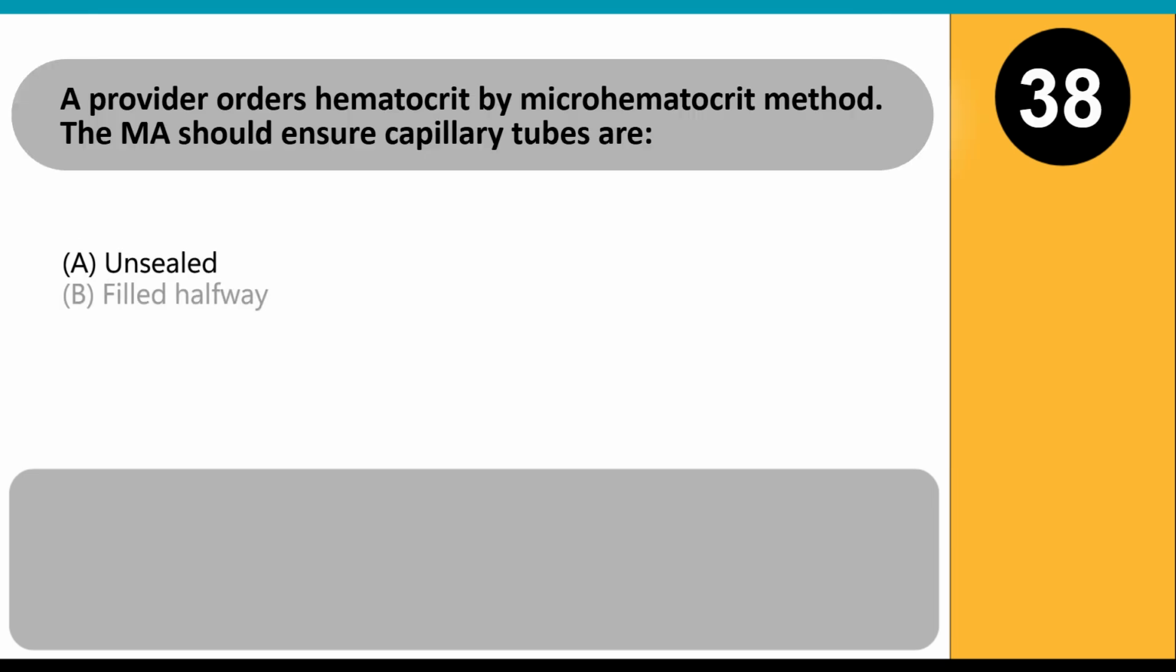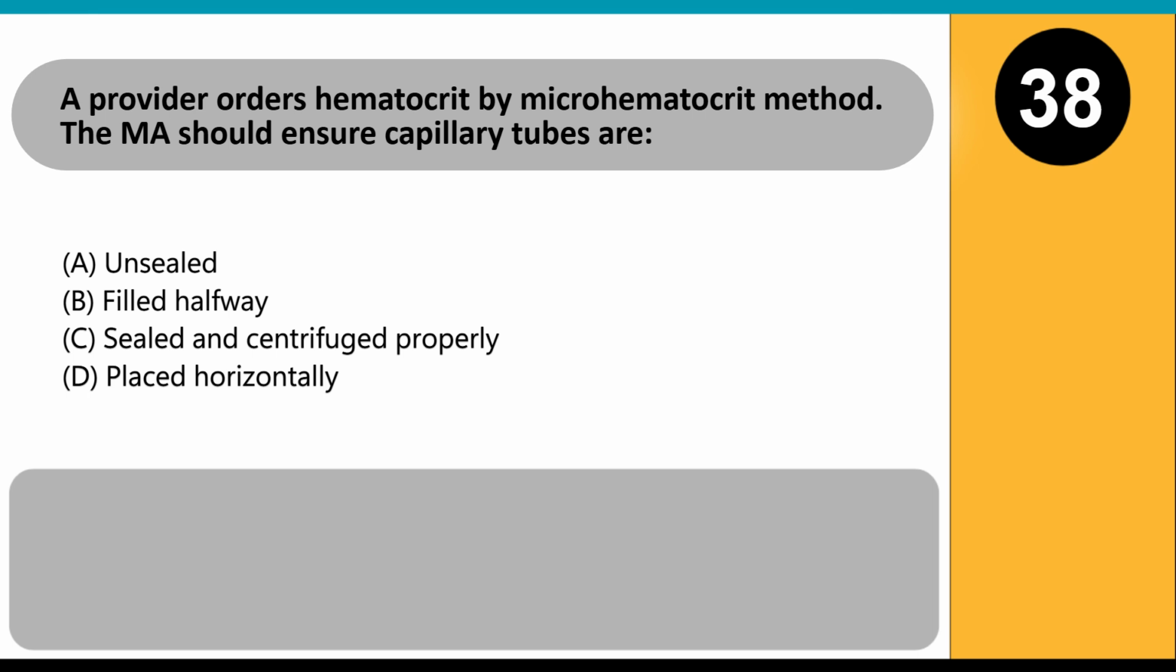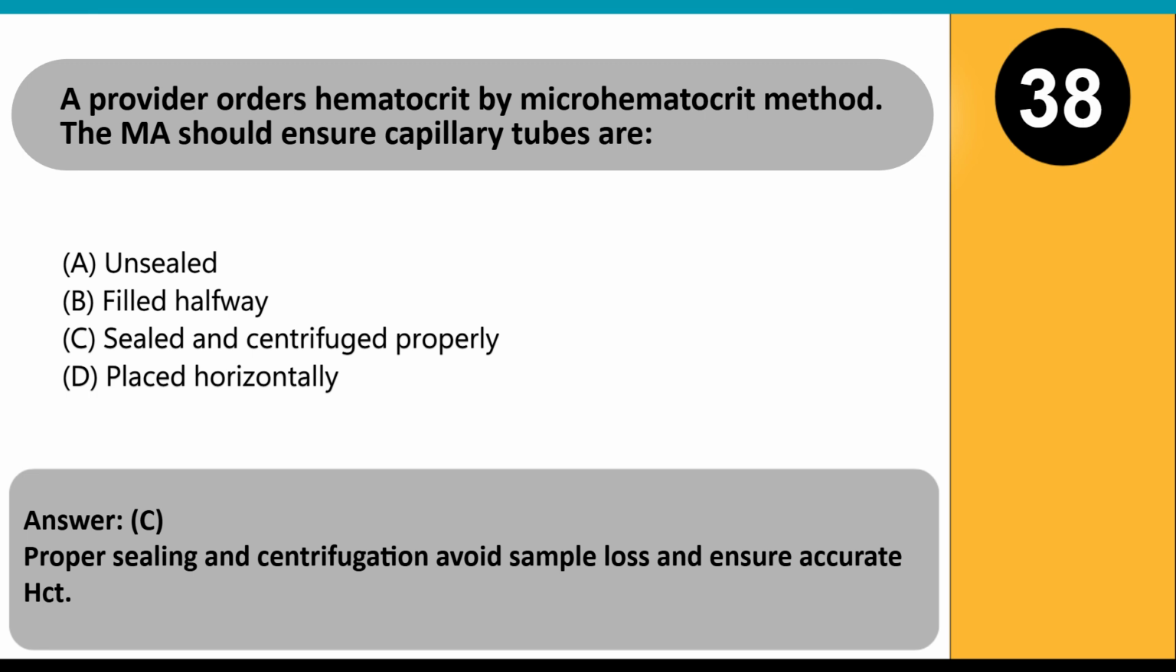A provider orders hematocrit by microhematocrit method. The MA should ensure capillary tubes are: A. Unsealed. B. Filled halfway. C. Sealed and centrifuged properly. D. Placed horizontally. Answer C. Proper sealing and centrifugation avoid sample loss and ensure accurate HCT.